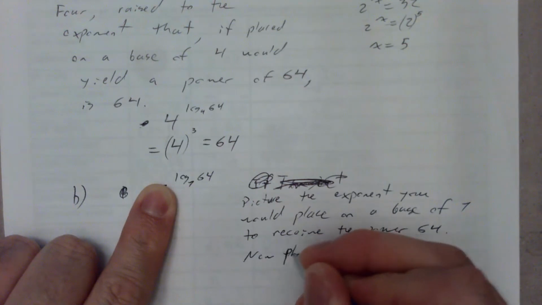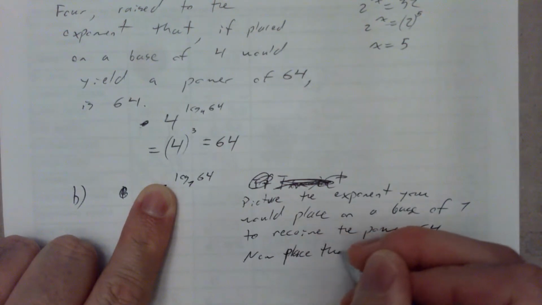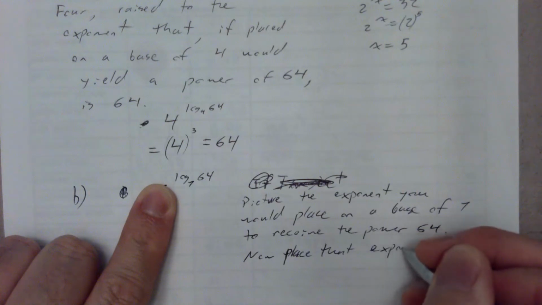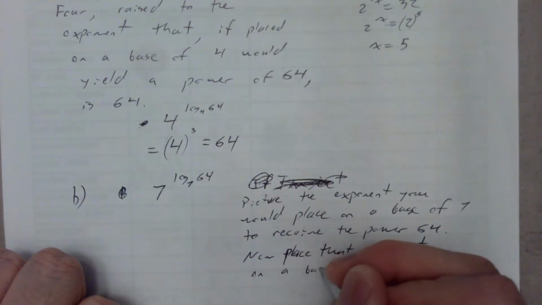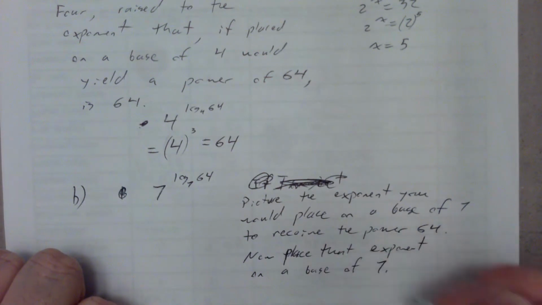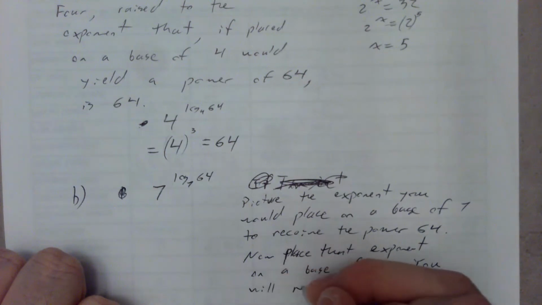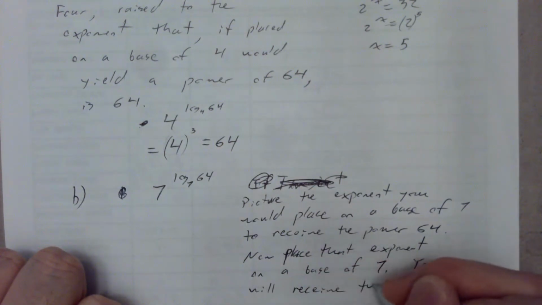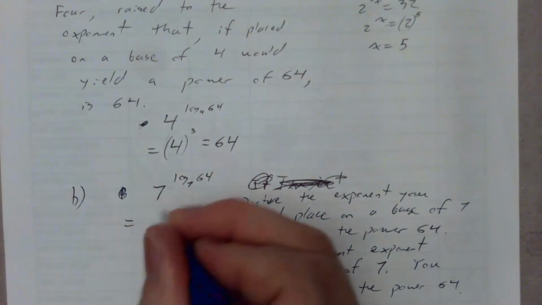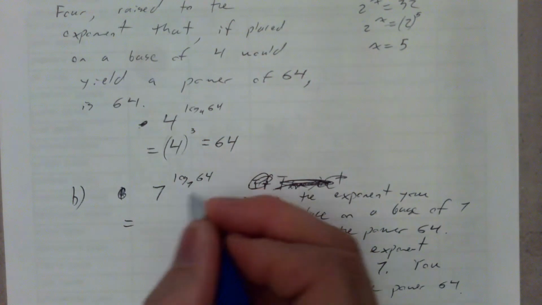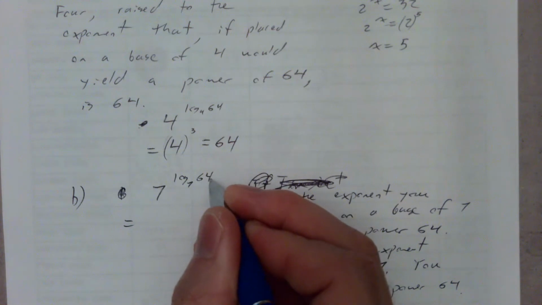Now place that exponent. Where? On a base of 7. You will receive the power 64. So 7 to the exponent that you would place on a base of 7 to receive the power 64 yields the power 64.